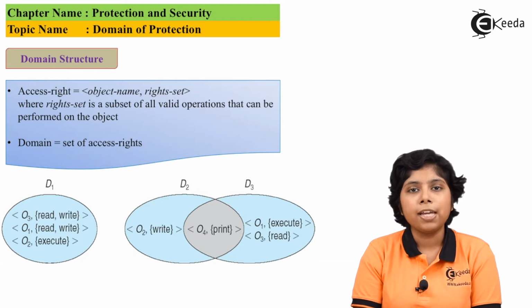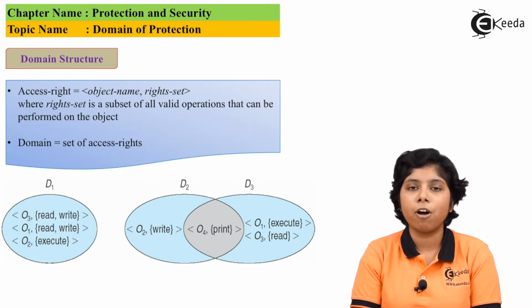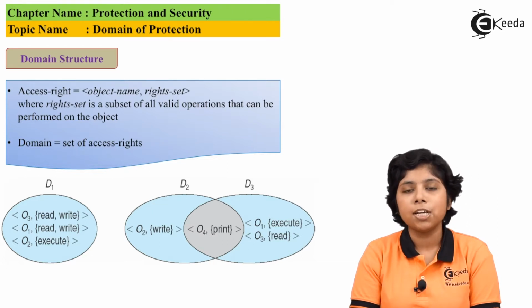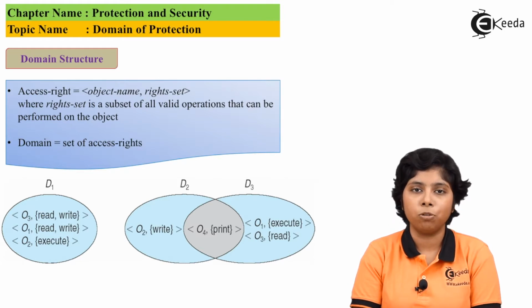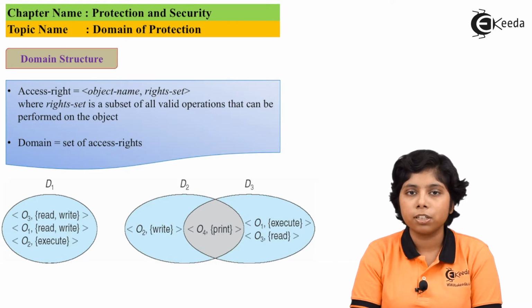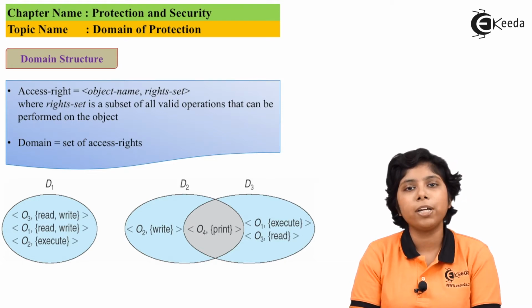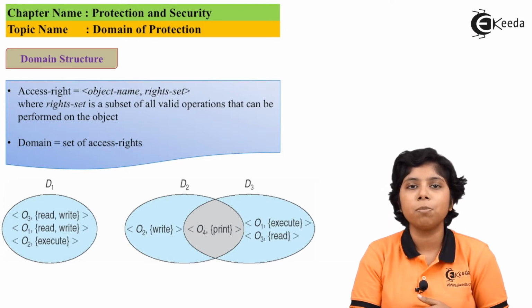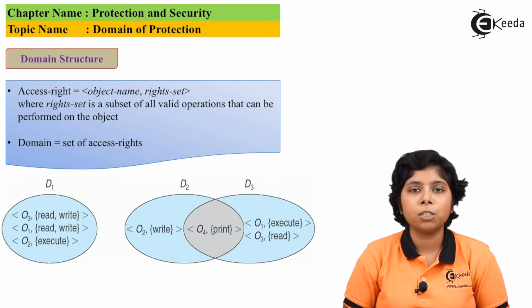In the first way, the domain is created and recreated based on the changing requirements of the process. Say if the process is now in the write phase, so the domain will be recreated for that write phase. Otherwise, if it cannot recreate or reconstruct the domain, then it can create a new domain for the write phase and then switch from the previous domain to the new domain. So in this way, domain switching is possible in dynamic domain structuring.